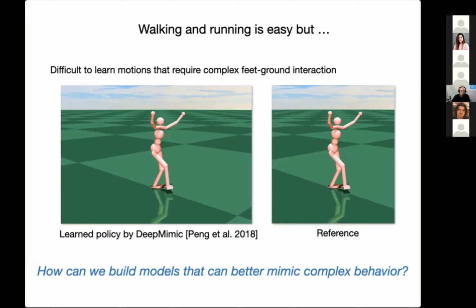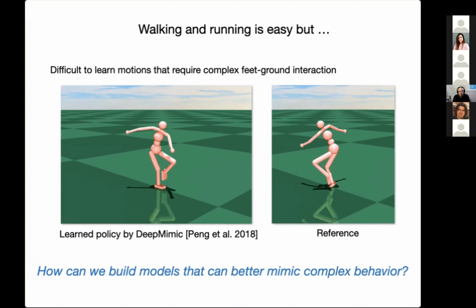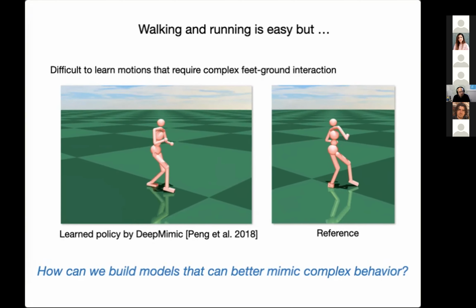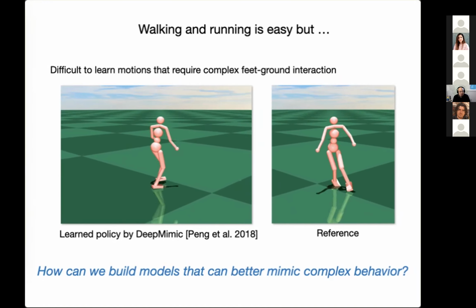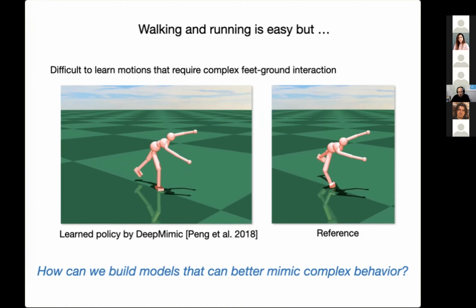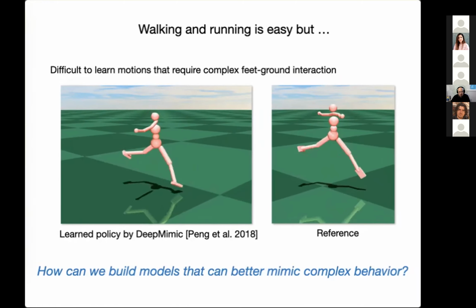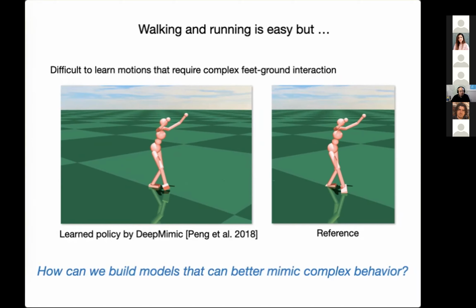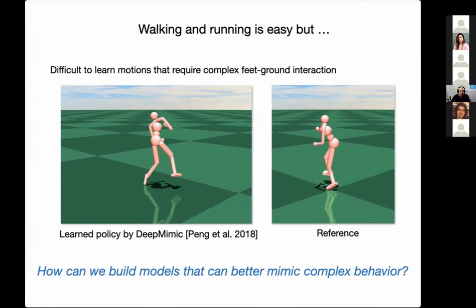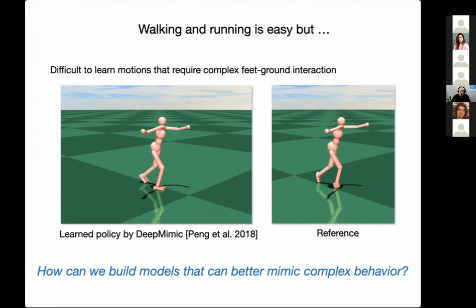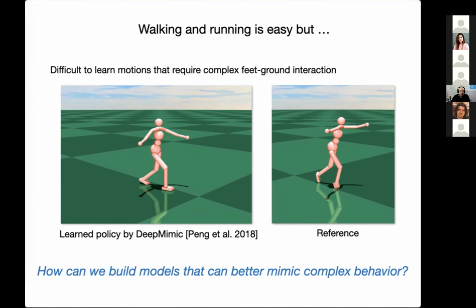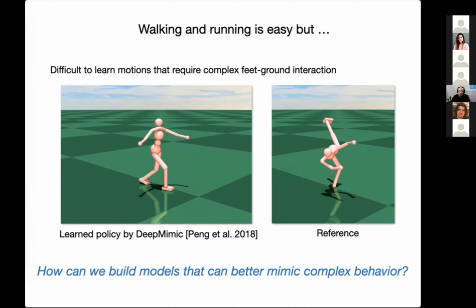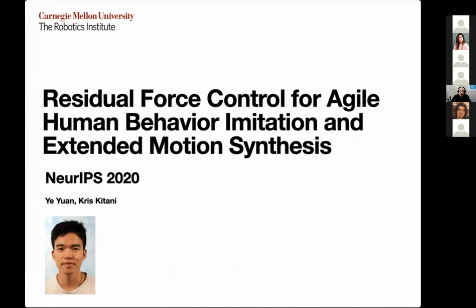If you try to mimic something like this dance move, what you'll see is it can't fully mimic it. This is a really hard problem. Learning a policy, even in simulation, is pretty difficult, especially for more complex motions like this. So we asked ourselves, can we build models that mimic complex behavior better? This leads to our next paper, which we call residual force control for agile human behavior imitation and extended motion synthesis.